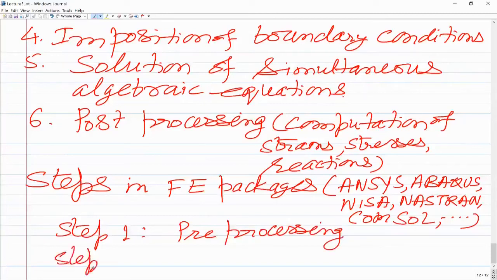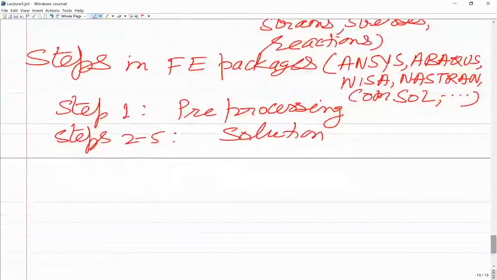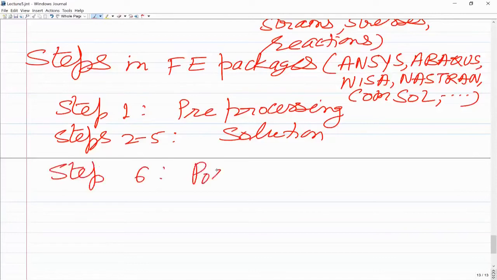And steps 2 to 5 in the package are usually referred to as solution, right from the development of element level governing equations. These packages already have subroutines, so it simply calls that subroutine and gets the element level governing equation, then assembles them, imposes the boundary condition, and solves the final set of simultaneous equations. All that put together is known as solution. And then step 6 is referred to as the same post processing.